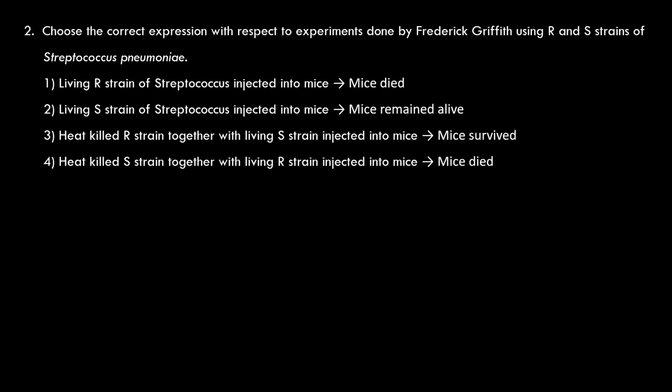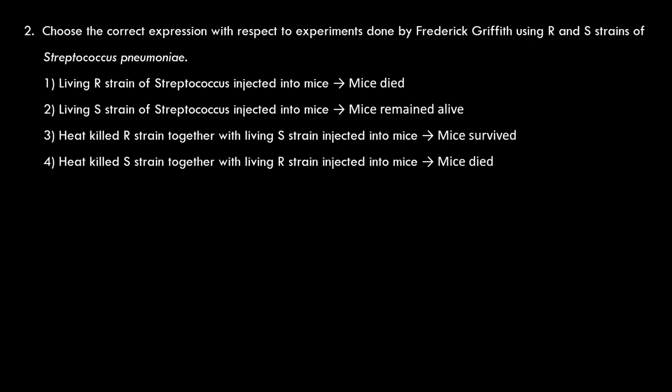Coming to the second question. Choose the correct expression with respect to experiments done by Frederick Griffith using R and S strains of Streptococcus pneumoniae. Living R strain of Streptococcus injected into mice, mice died. How will they die? R strain is an avirulent strain, it doesn't cause any disease. So mice survived, and this is not the correct option. Living S strain of Streptococcus injected into mice, mice remained alive. No. S strain is virulent, so when injected into mice, naturally they die. So this is also not correct.